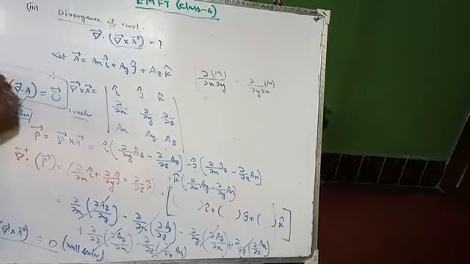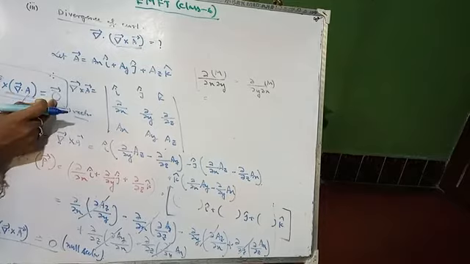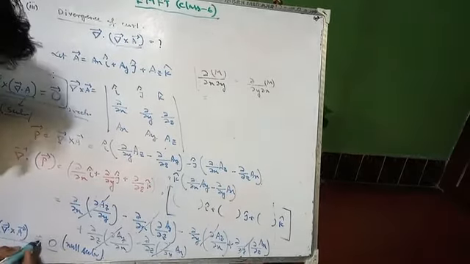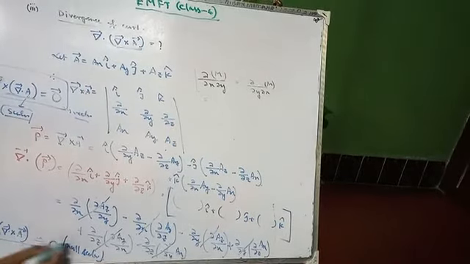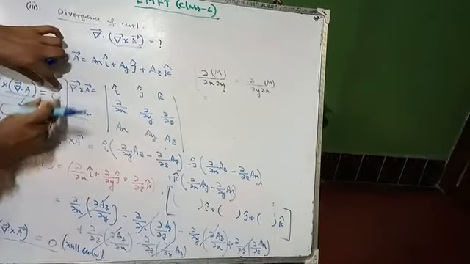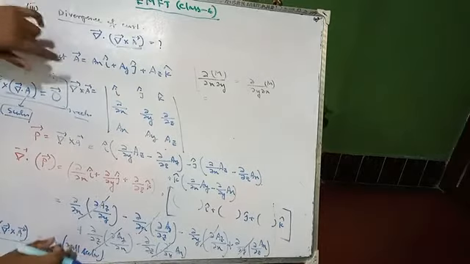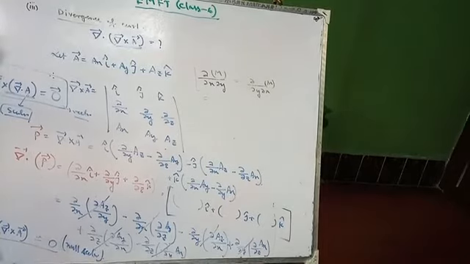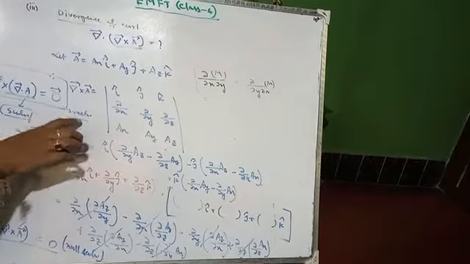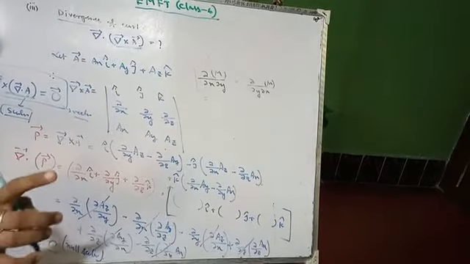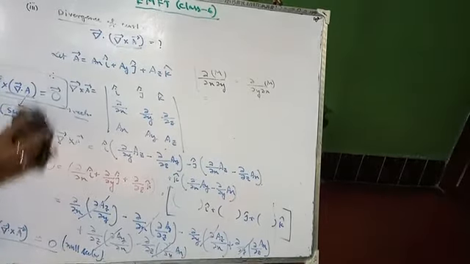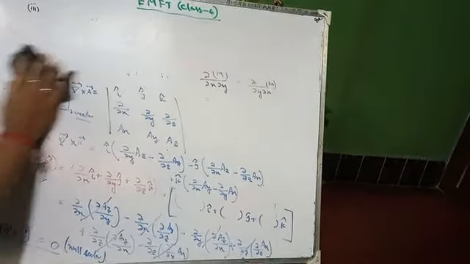Why? Because the curl of any vector gives a vector quantity. But here the divergence of any vector quantity should be a scalar. That's why it is a null scalar. So this is a null vector, this is a null scalar. These two questions are very important. From the first identity we get the Laplacian, from the second identity we get the null vector, from the third identity we get the null scalar. And last is the fourth identity, curl of curl, which is very important for your exam.